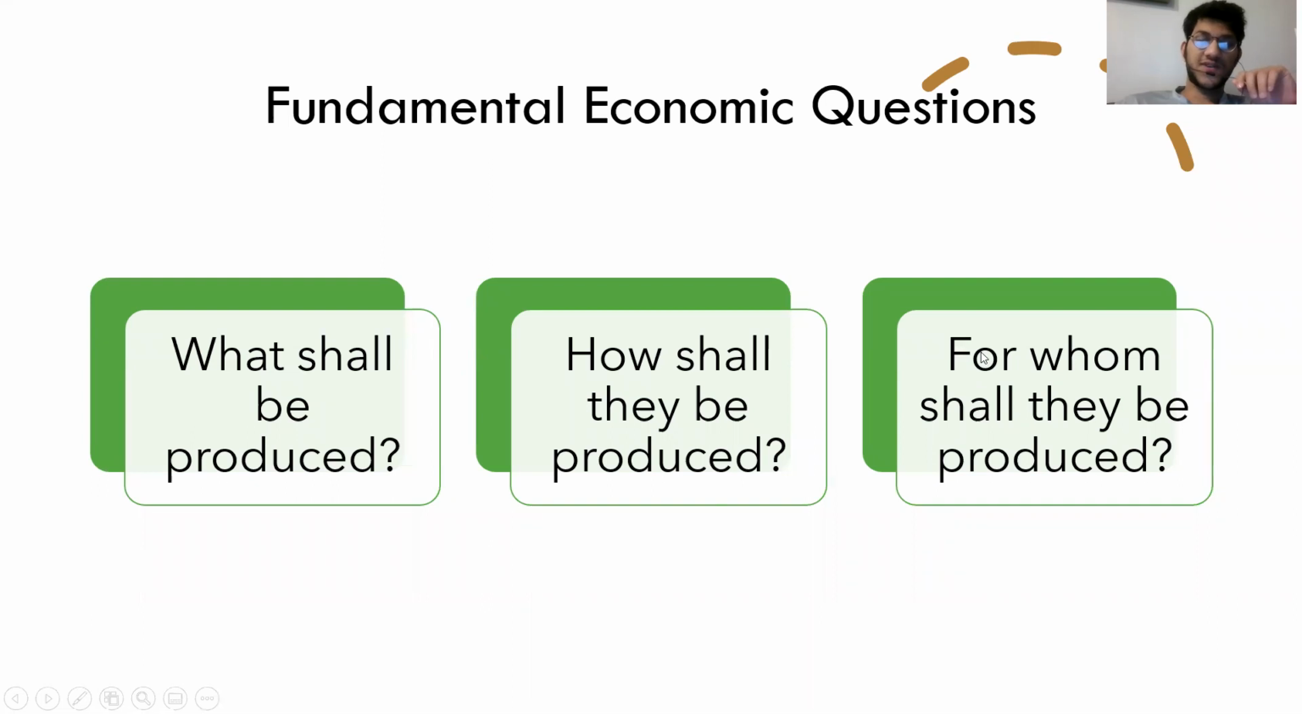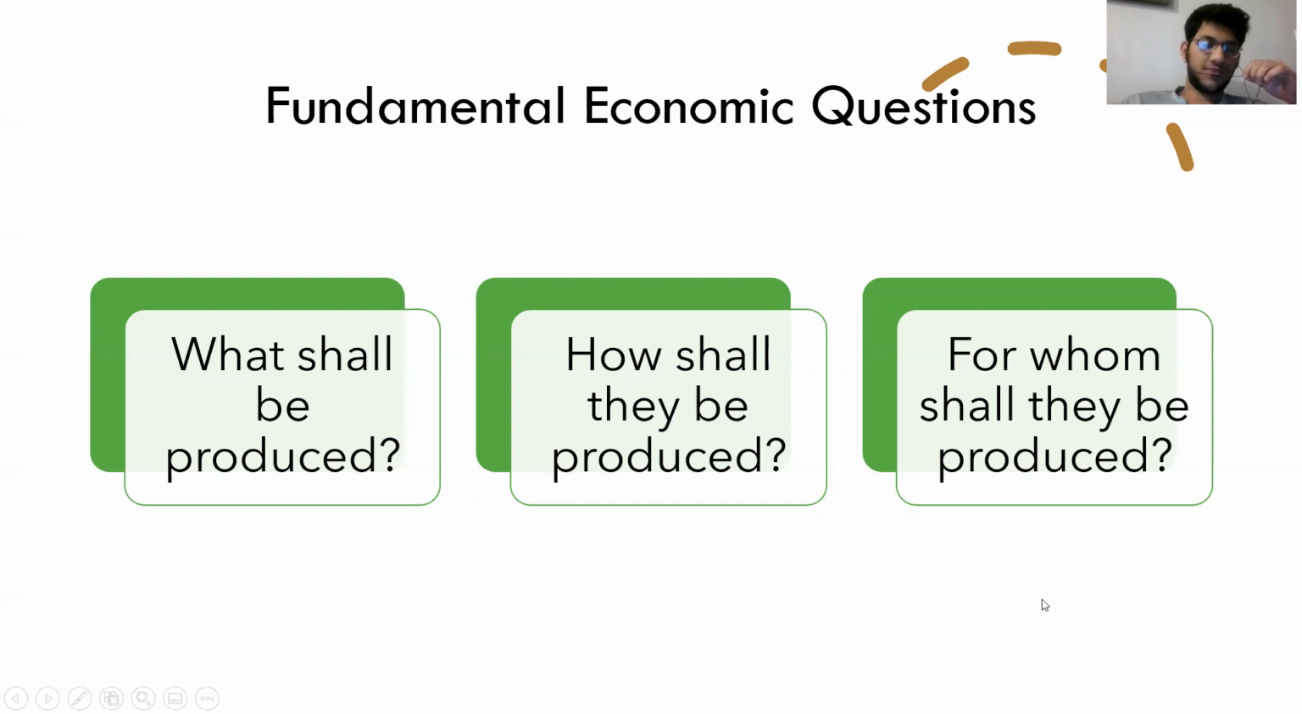And the last question is for whom shall they be produced? Because once we have produced these things, we need to have a way to allocate who gets these kinds of things, right? So let's say we have 100 cars. Who gets these 100 cars? If there are 100 people in the country, does everyone get one car? Or is there a system of wealth, where whoever has more money gets more of these cars, something which we do see in the world that we live in right now, right?